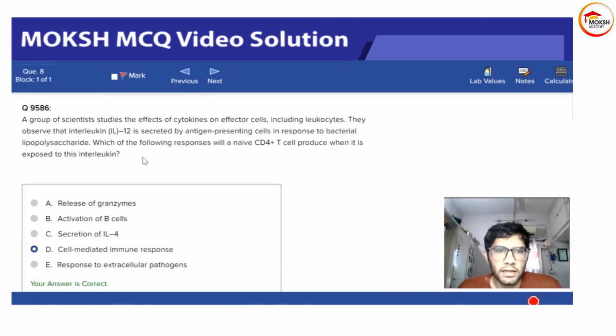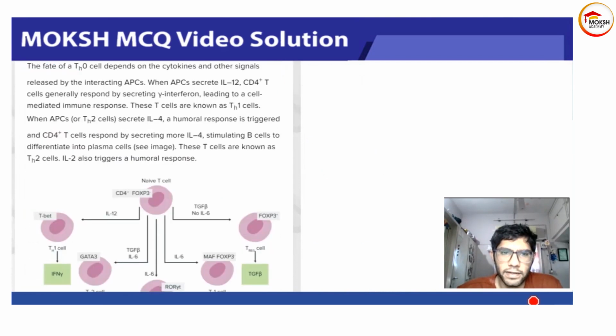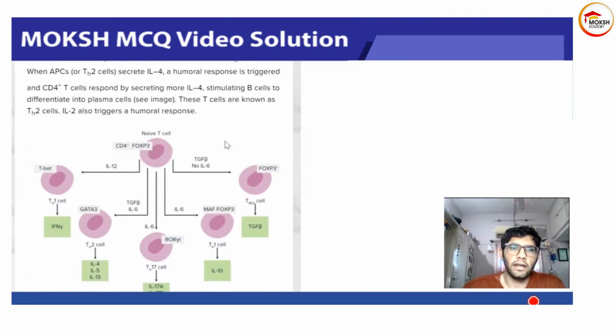Okay, this is a very important question. You need to know what happens when the naive T cell is exposed. When a naive T cell is exposed to IL-12, a Th1 cell response is formed and IFN gamma is released. This is mostly for intracellular organisms.